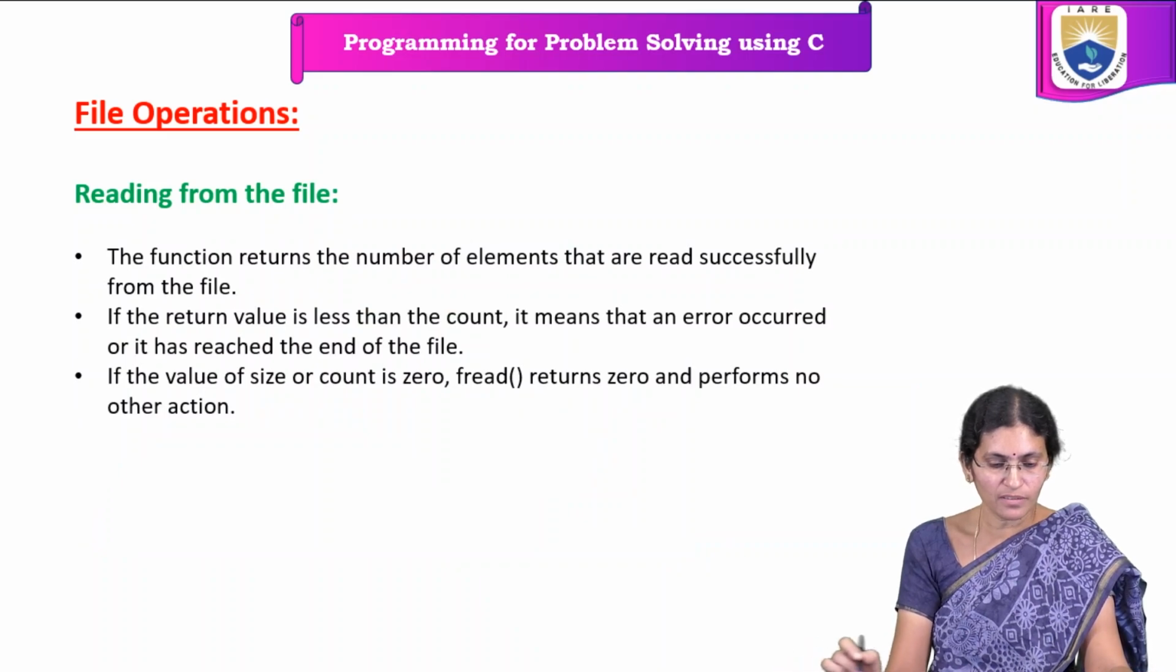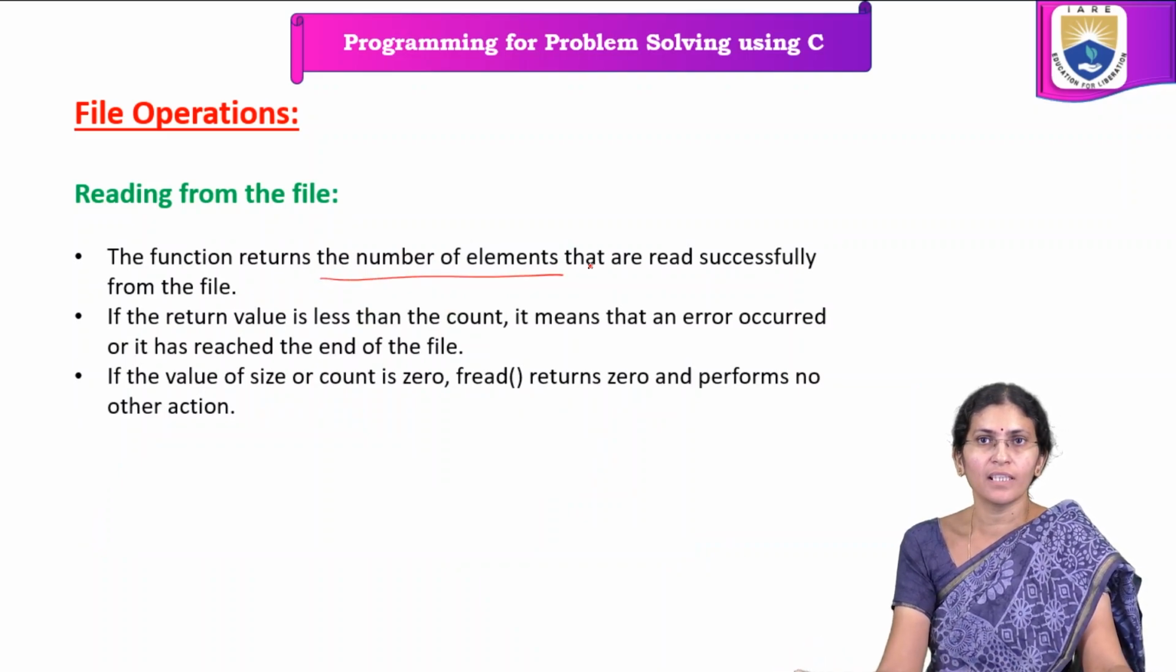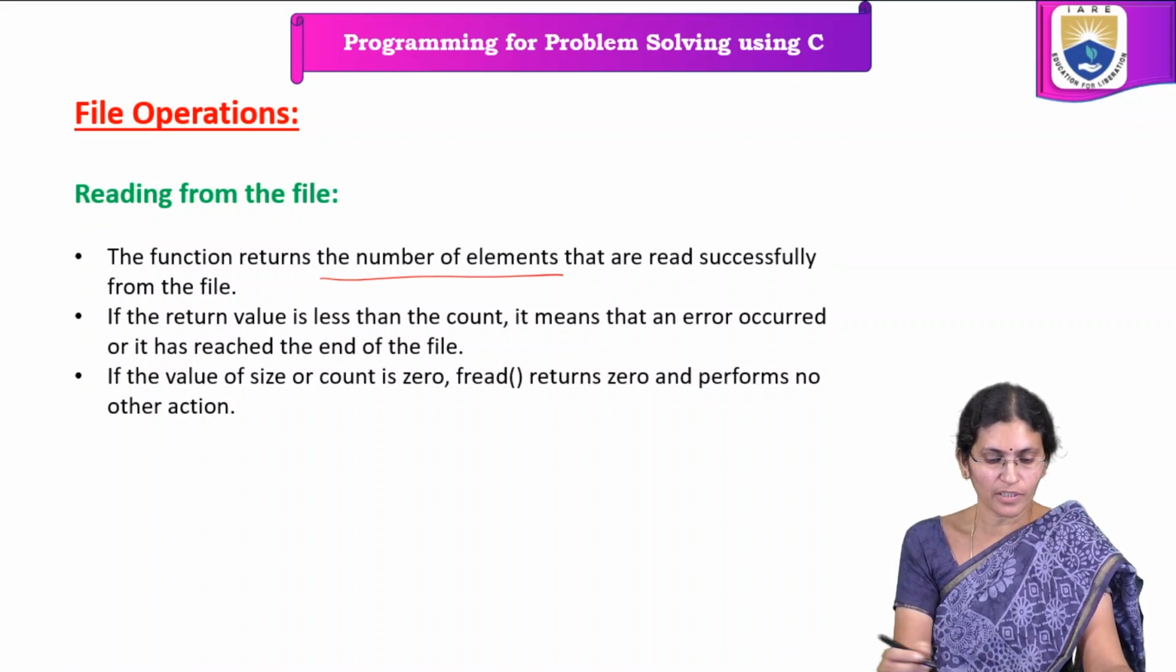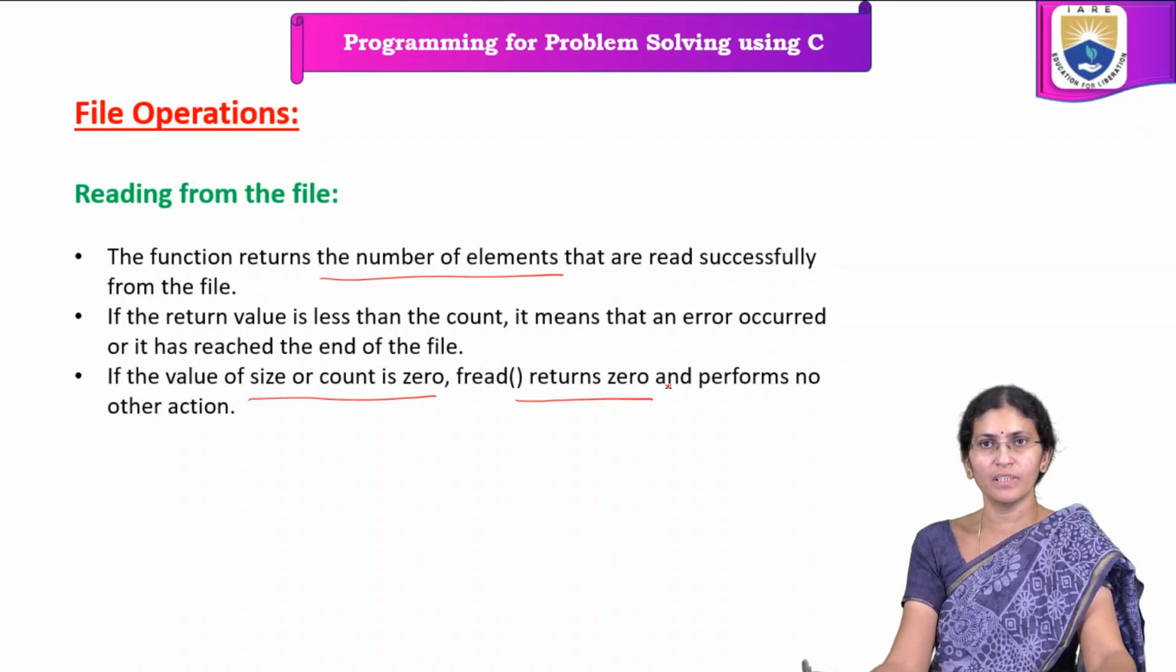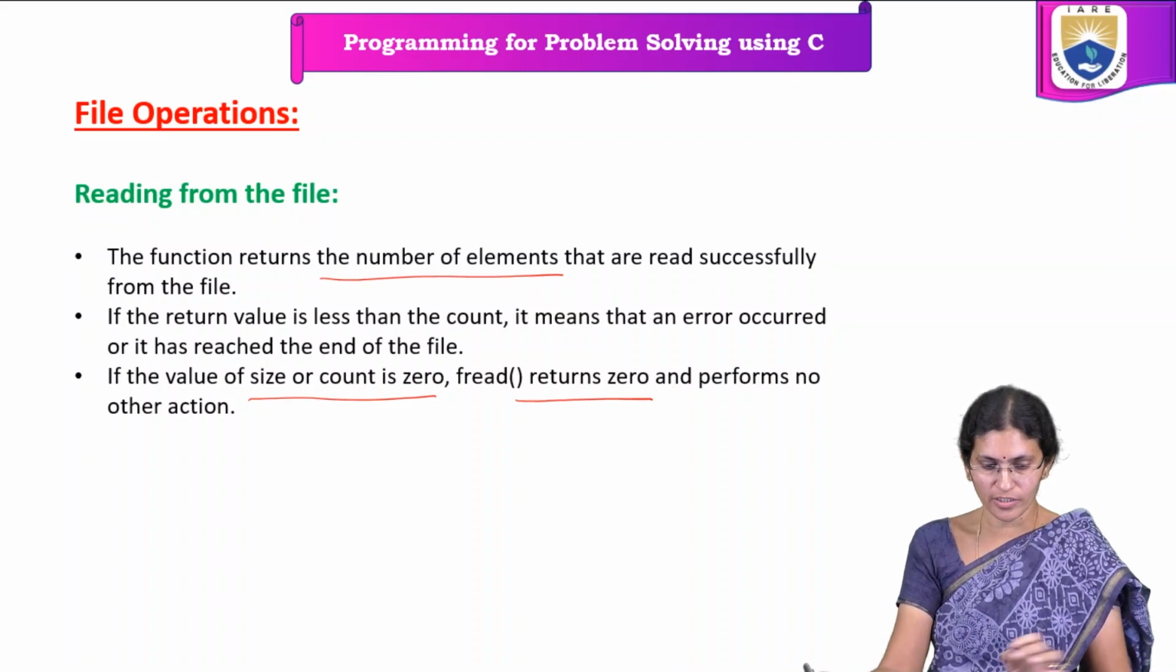This function returns the number of elements which are read successfully from the file. If the return value is less than the count, it means that an error has occurred or it has reached the end of the file. If the value of size or count is 0, then fread returns 0 and performs no other actions.